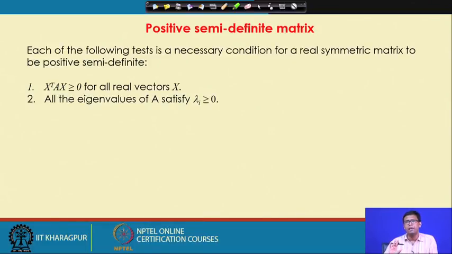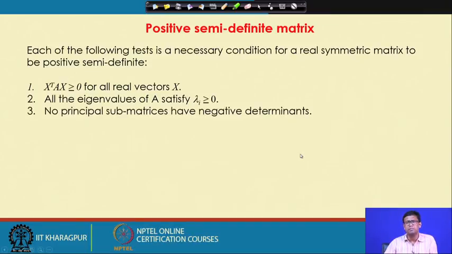So, A can be a singular matrix also. No principal submatrix has negative determinant. None of the pivots are negative. There can be 0 pivot, but none of them are negative. So, it can be a singular matrix, that is why there can be 0 pivot also. And there possibly exists a matrix R, which possibly has dependent columns, so that we can decompose A as R transpose R. So, a few of these things have similarity with positive definite matrices.